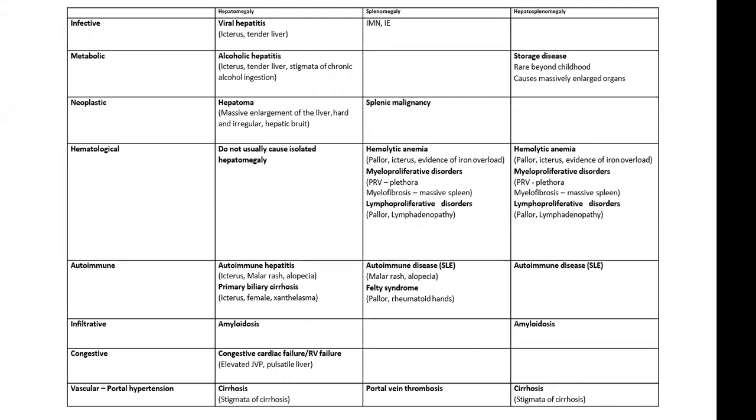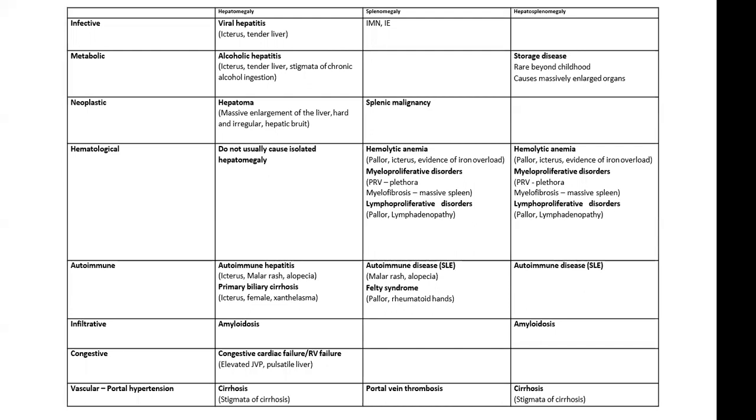Autoimmune disease can also cause splenomegaly rarely. Felty syndrome is an especially important one where you get splenomegaly in rheumatoid arthritis and leukopenia. Okay, white cells are low and the spleen is enlarged in rheumatoid arthritis. Rarely seen now because you have biologics and disease modifying drugs. And rarely portal vein thrombosis can cause splenomegaly. Right? Hepatosplenomegaly again comes from hemolytic anemia, myeloproliferative disorders, lymphoproliferative disorders, and also cirrhosis with portal hypertension can cause splenomegaly. Right. So these are some of the causes of hepatomegaly, splenomegaly and hepatosplenomegaly.